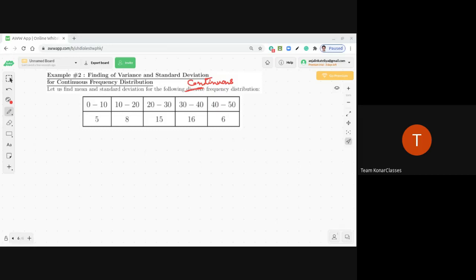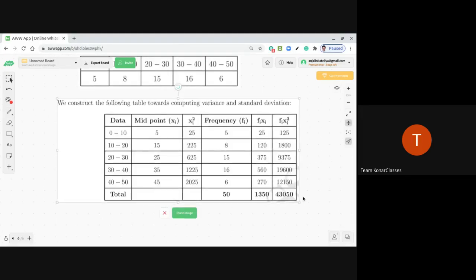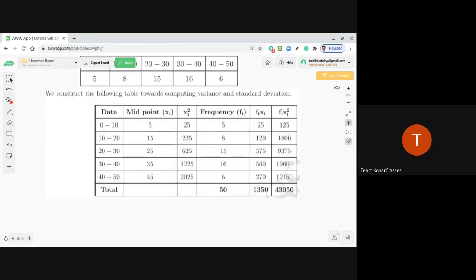The constructed table will look like this. So these are the class intervals, and then from there we get the midpoints. Then we take the square of them. Then the frequencies, we know the frequencies. Then you compute Fi into Xi, and then we compute Fi into Xi square.